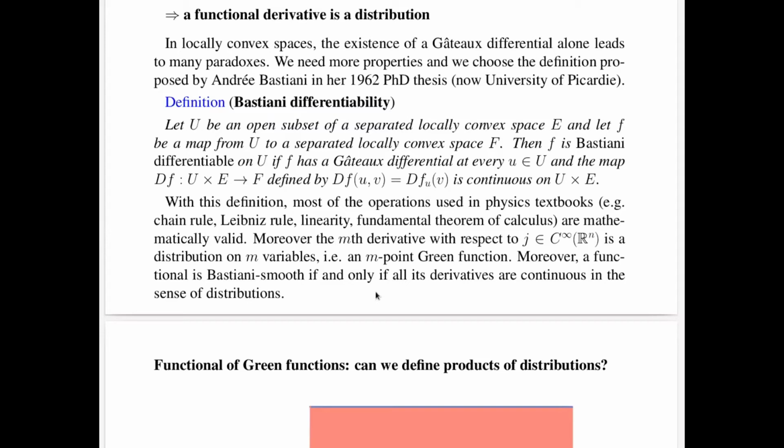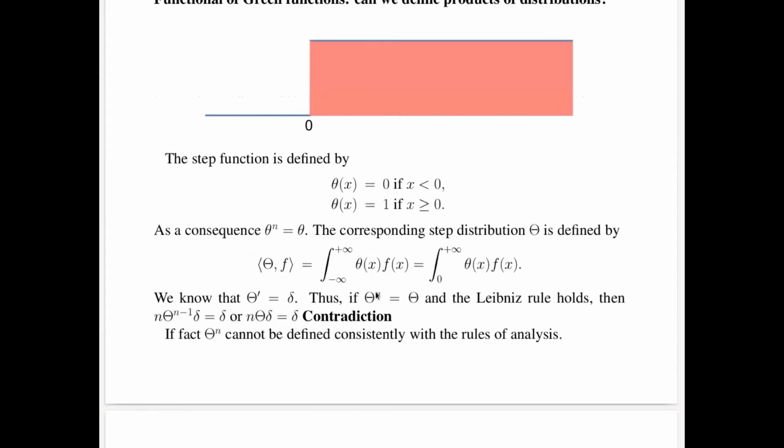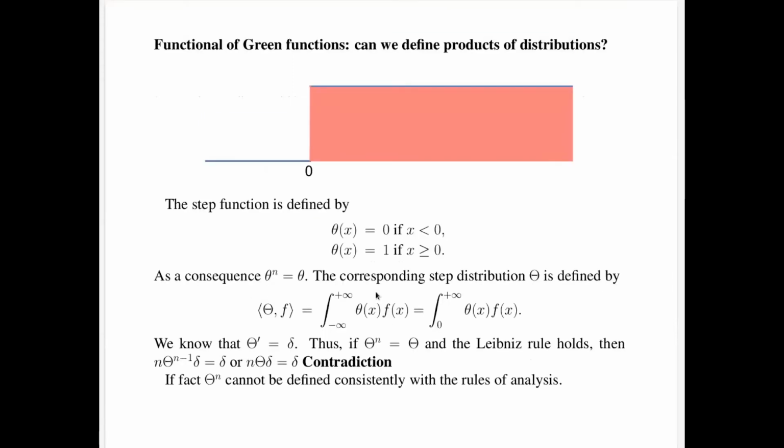Now, I would like to come back to what Eric discussed about the Hadamard product. So the point that was stressed in the previous slide was the fact that the functional derivative is a distribution. And the point is that distributions cannot be easily multiplied, even very simple distributions. So the standard example is the step function.